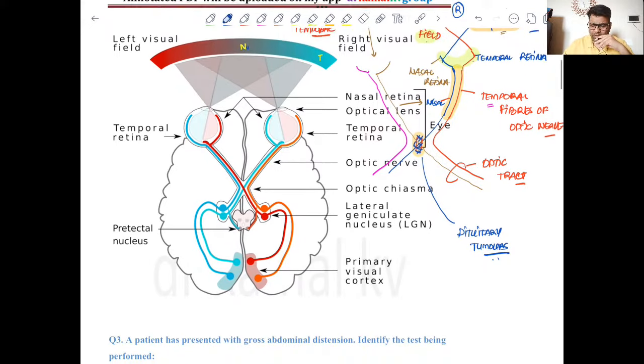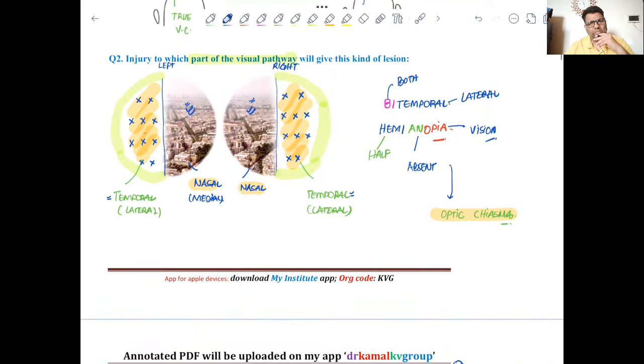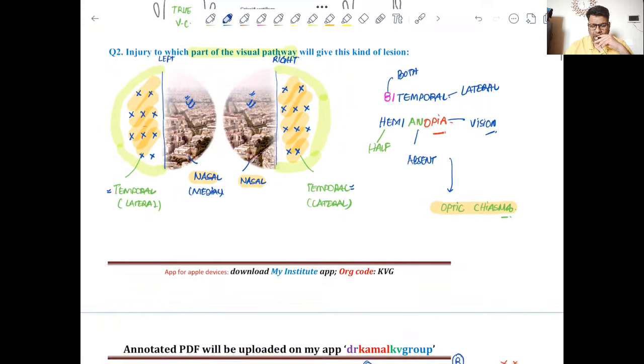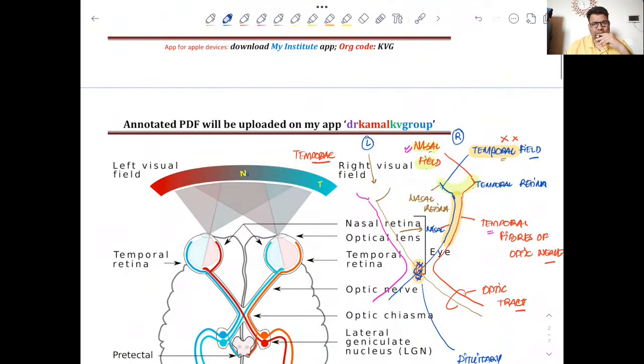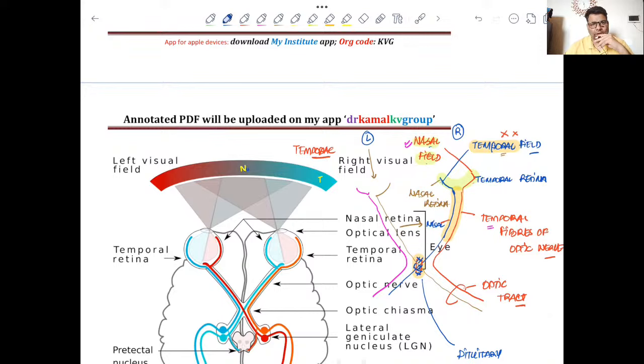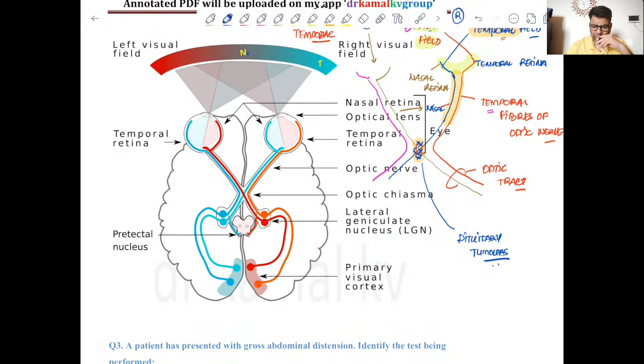So a very beautiful concept, and yes, this question is repeated many number of times, either as a simple straightforward fact, sometimes a clinically based question, or at times a straightforward image based question. So you have to understand what actually is being shown, and if you apply this concept you will never be wrong, right? So this is related to optic chiasma.